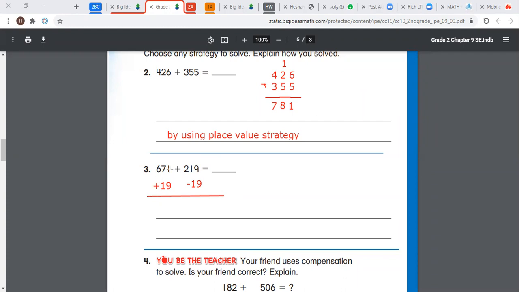Okay? 671 plus 19 equals what number? I'll help you. Abdurrahman, I'll help you. 671 plus 20 equals what? 691.